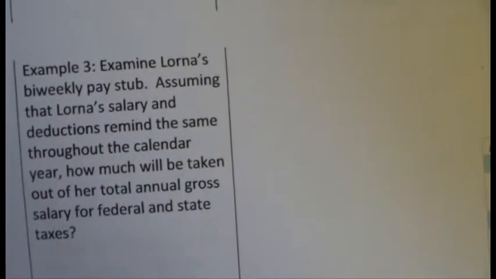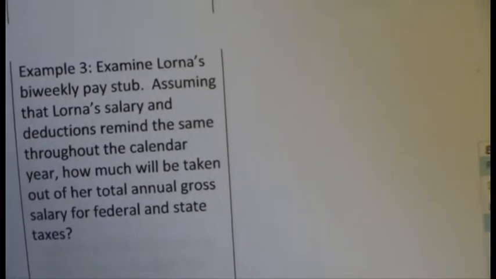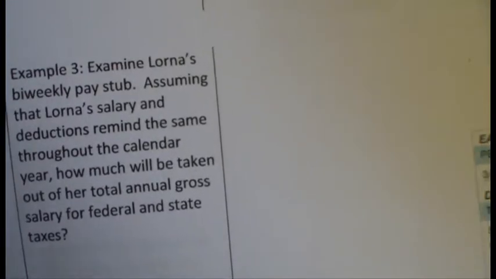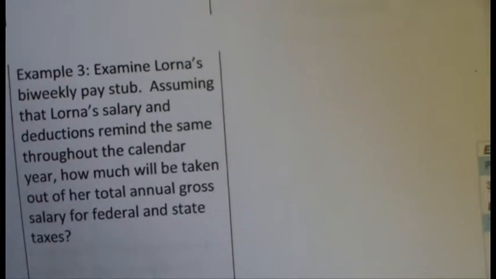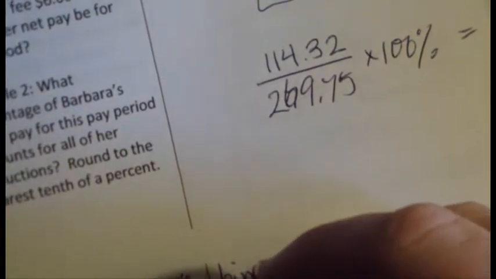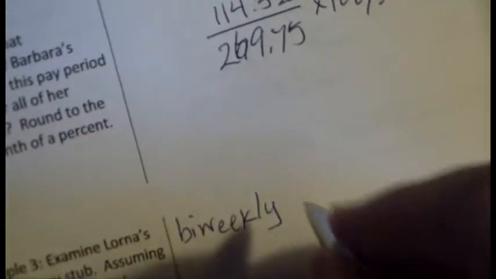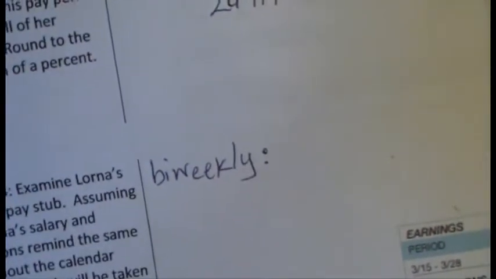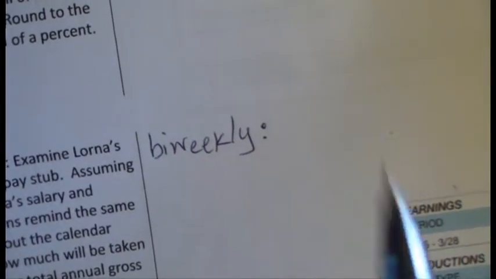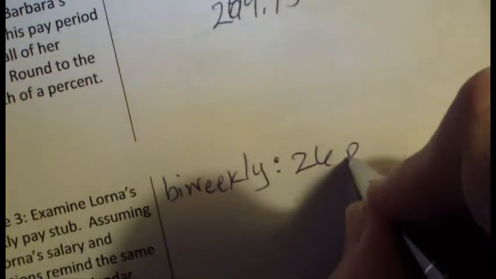Example 3. Examine Lorna's bi-week pay stub, assuming that Lorna's salary and deductions remain the same throughout the calendar year. How much will be taken out of her total annual gross salary for federal and state taxes? Alright, so she gets a bi-weekly paycheck. If you'll remember, a bi-weekly paycheck means 52 weeks in a year divided by 2 gives us 26 paychecks.